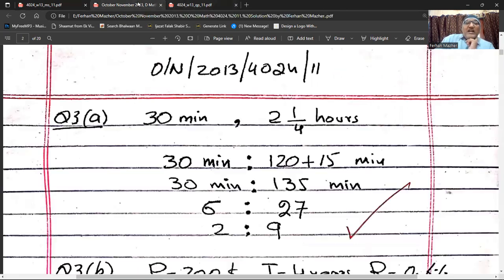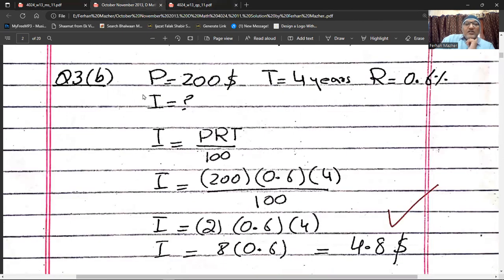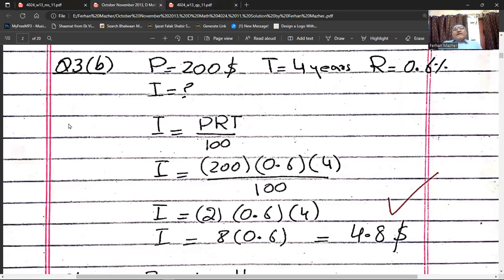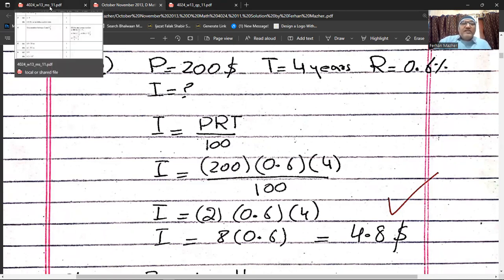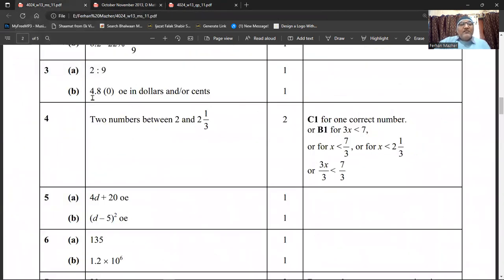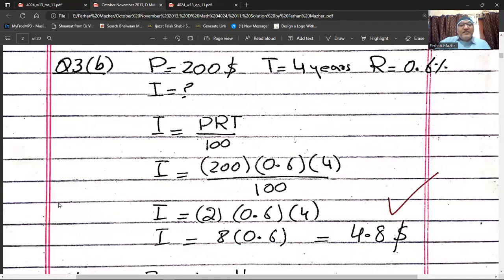I equals PRT divided by 100. So here we go. I equals PRT by 100. So I will be equals to 200 multiplied by 0.6 multiplied by 4 and divided by 100. It will become 2 into 0.6 into 4, and that will be 8 into 0.6, and that will be $4.8. So the interest on $200 after 4 years at a simple interest rate of 0.6% per annum will be $4.8. $4.8 is the right answer, sir. This is the solution of question number 3, B part.